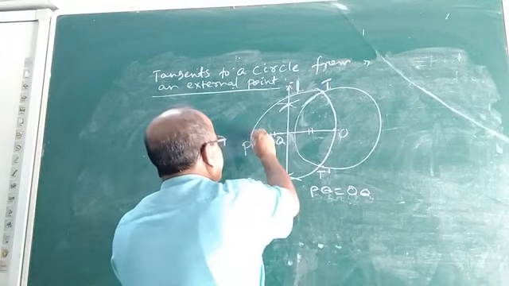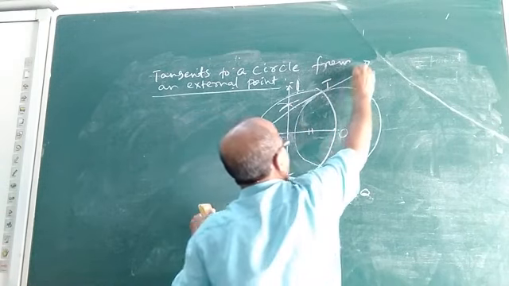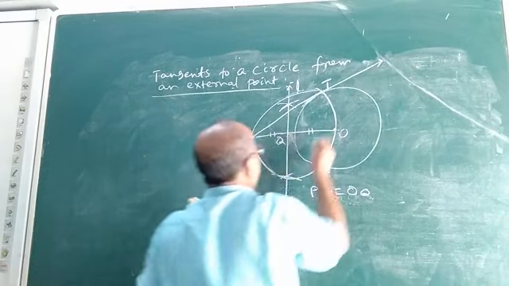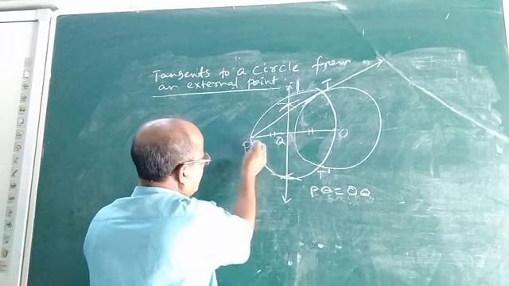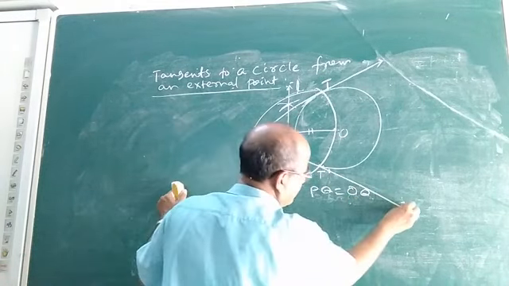Now what will you do? Join P and T, and join P and T dash. Look at this point.